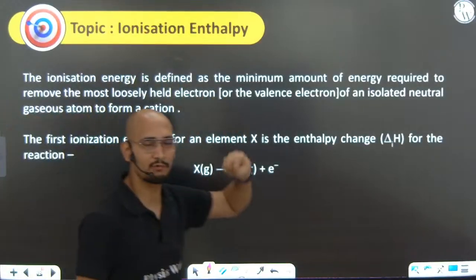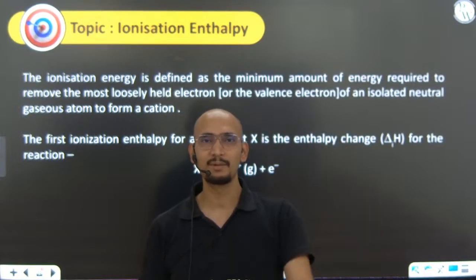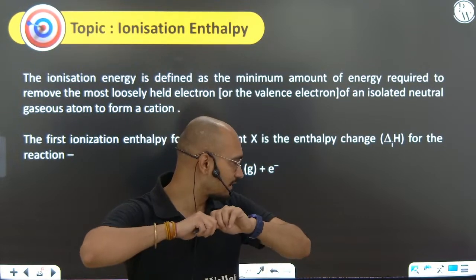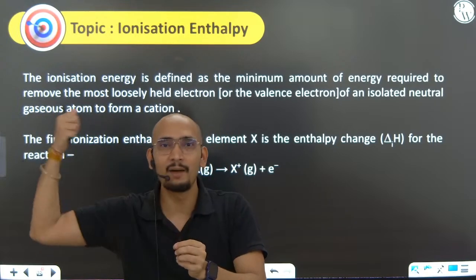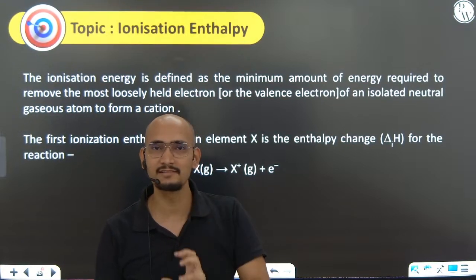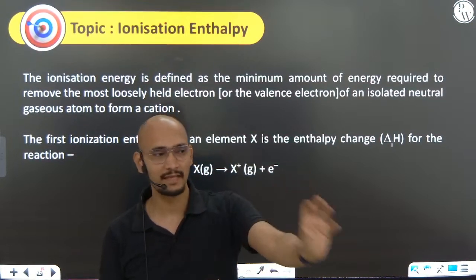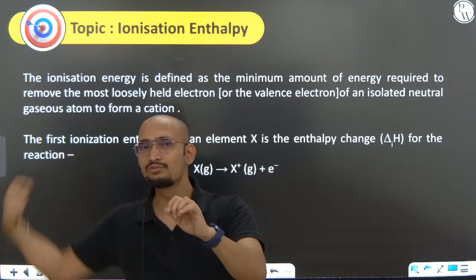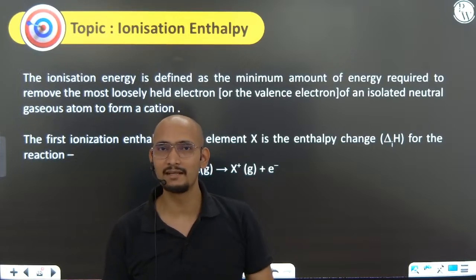Now ionization enthalpy. What is ionization enthalpy? Whatever is the most loosely held electron present in any atom, which we also call the valence electron, the amount of energy you give to remove that electron, to uproot that electron, you will call ionization energy. But this is for an atom in isolated form: if there is a gaseous isolated atom and you remove the most loosely held electron, the energy you give to do that is called ionization energy.